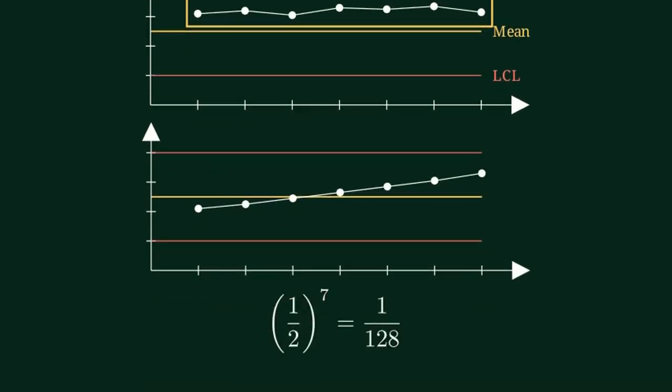Why 7? If a process is stable and random, each point is equally likely to be above or below the mean. The probability of 7 in a row on one side is 1 over 2 to the power of 7, which equals 1 over 128. That is less than 1%, so it is very unlikely to happen by luck.